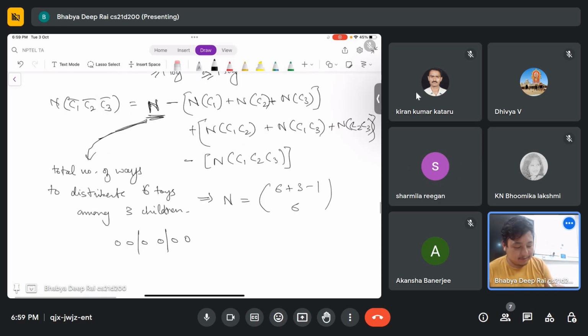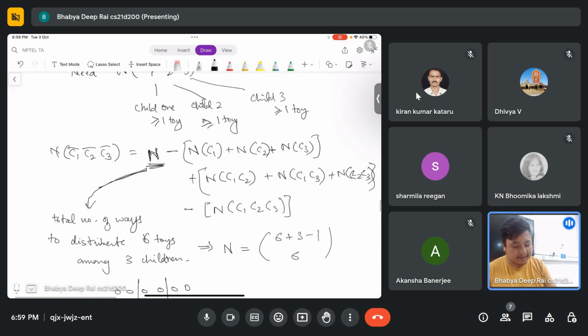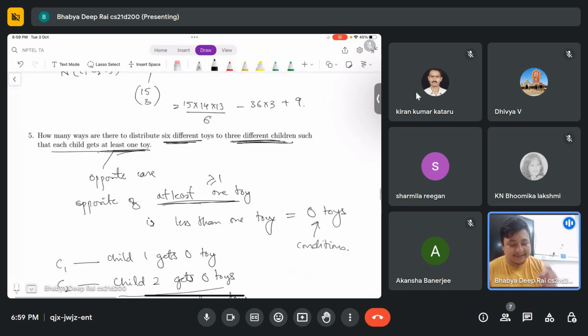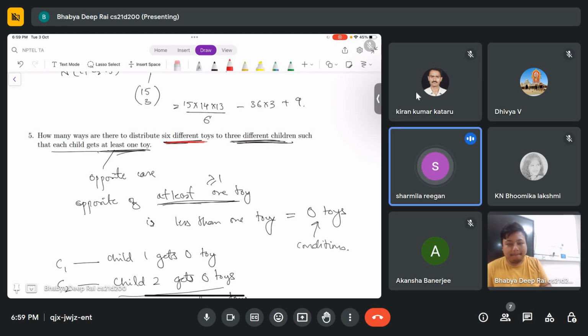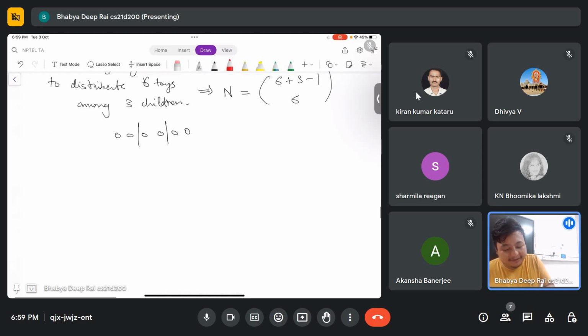That is correct. But that is correct in the setting that all the toys are actually the same. All the toys are identical. The question is, what if the toys are different? Are you getting what I'm saying? So what if I label the toys as 1, 2, 3, 4, 5, 6?